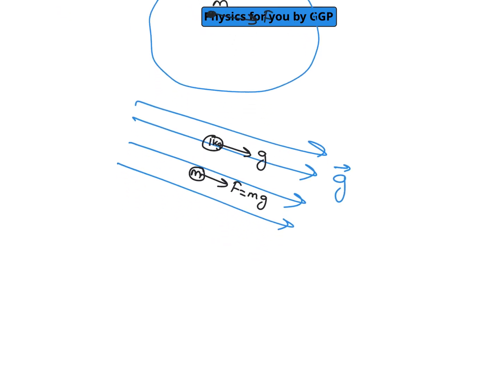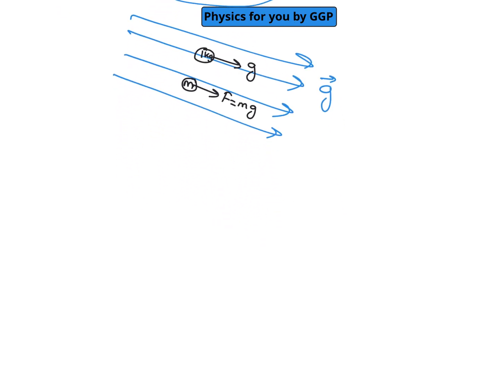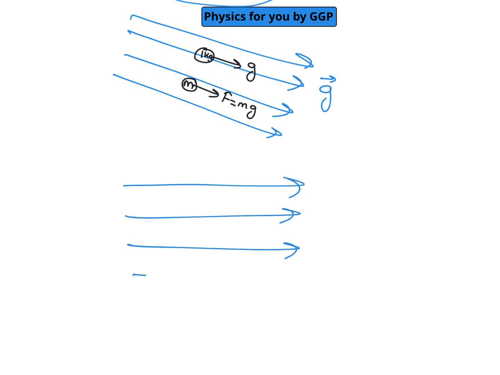So if some gravitational field exists, and in that gravitational field you keep an object of mass m, that mass m will experience a force F, which is equal to the product of the mass of the object and the acceleration due to gravity. It is also known as gravitational field strength, and the direction of that force is along the direction of the gravitational field.